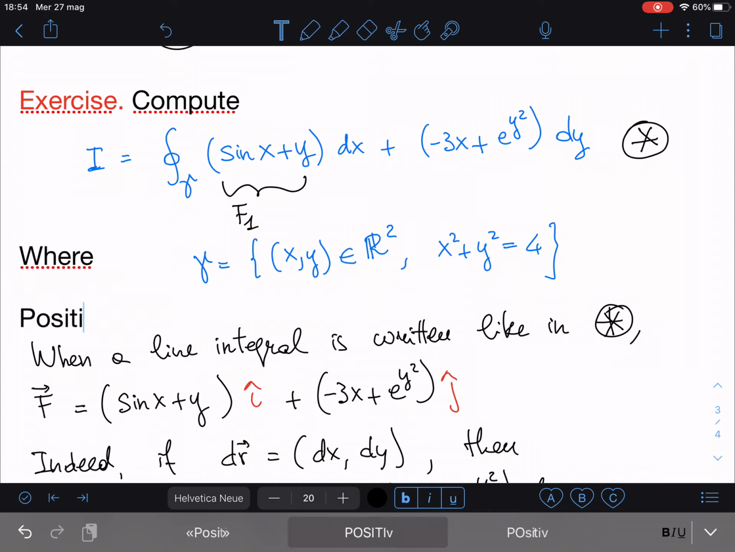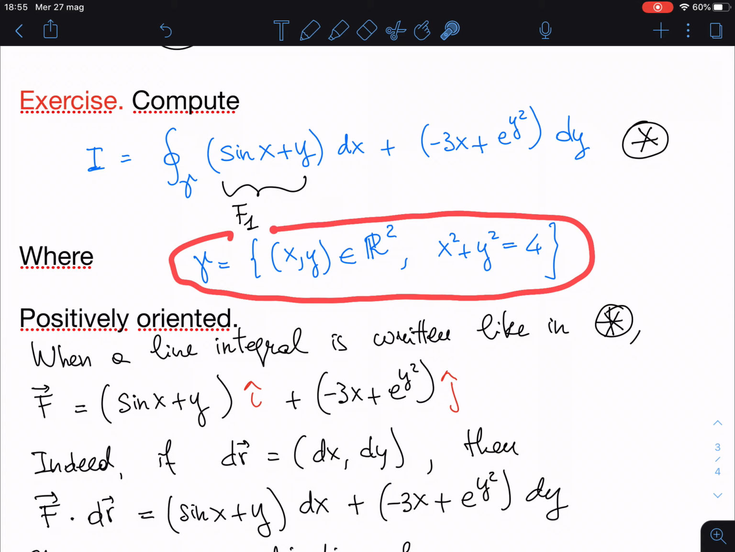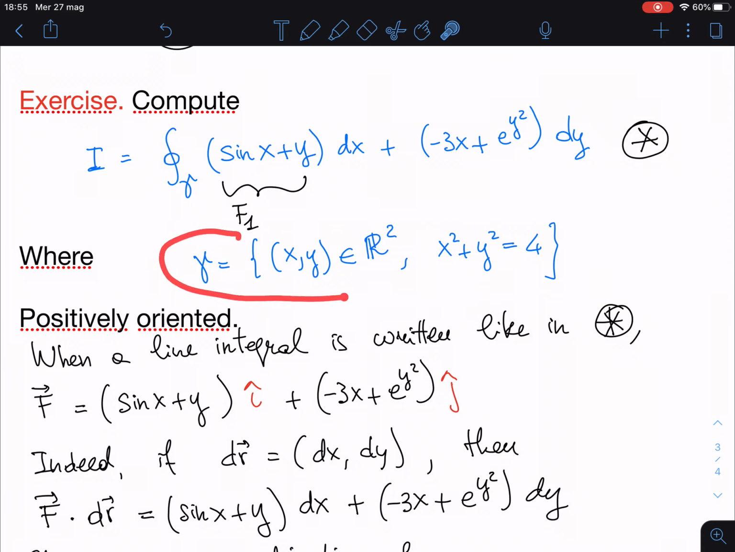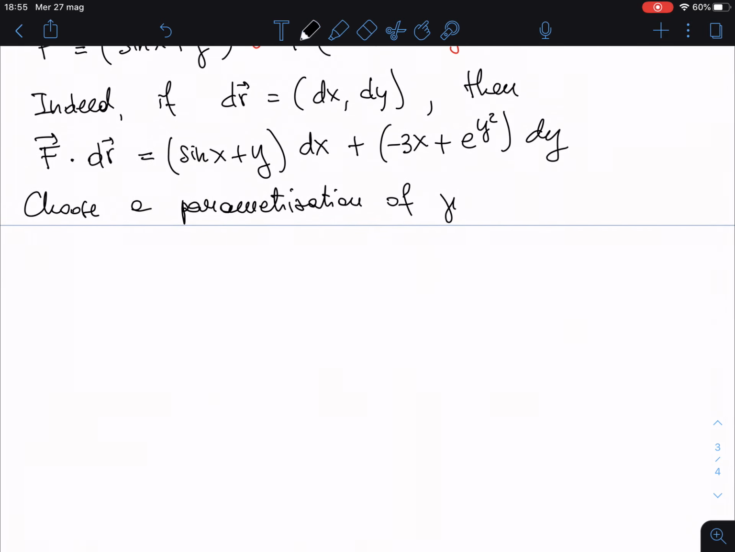This has to be positively oriented, or also negatively, but this is important to be said in order to choose the parametrization. So we have to choose a parametrization such that the curve gamma, which is nothing but the circle centered at 0 and of radius 2, is run through in the counterclockwise sense. So this is the standard way of doing that, but let me write down everything.